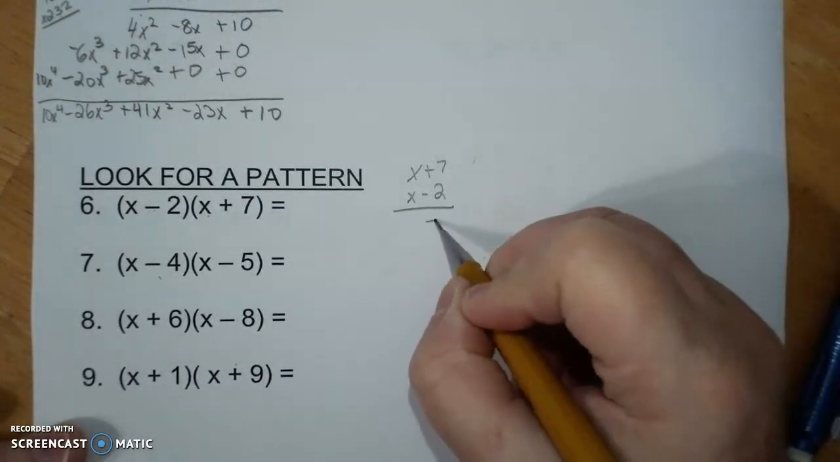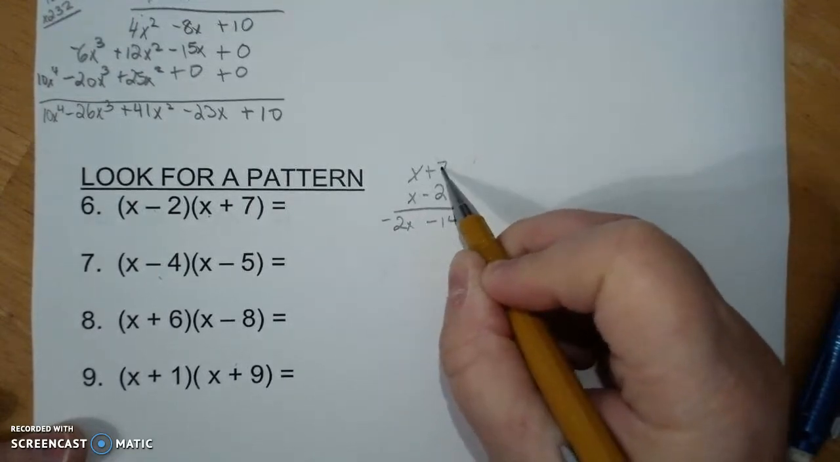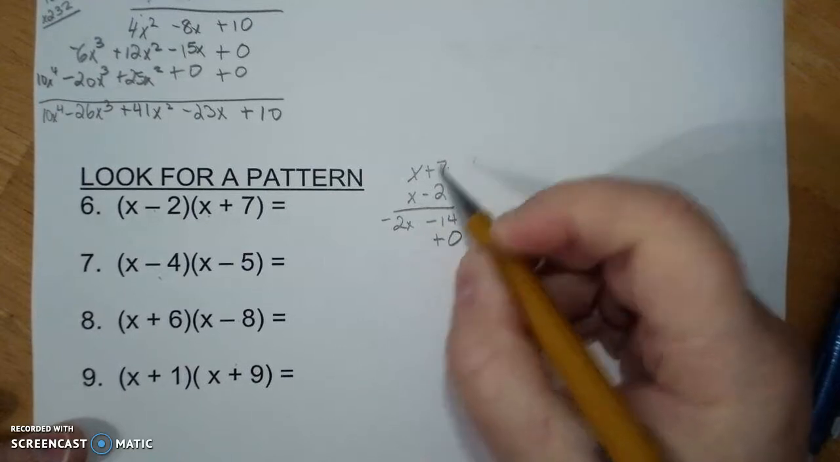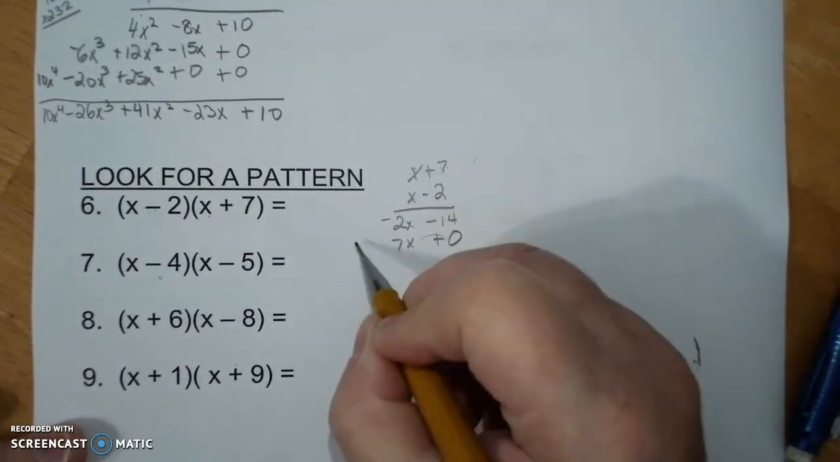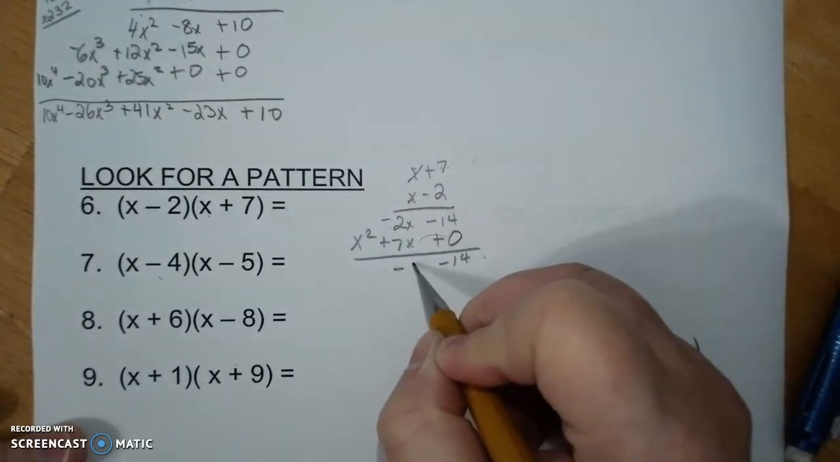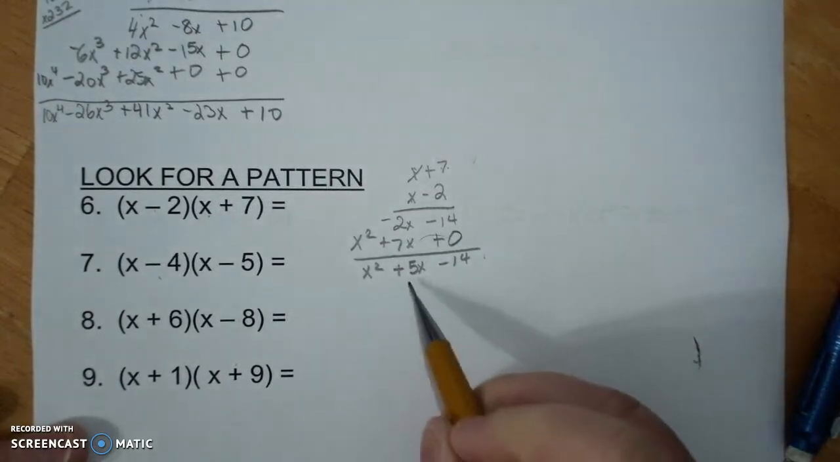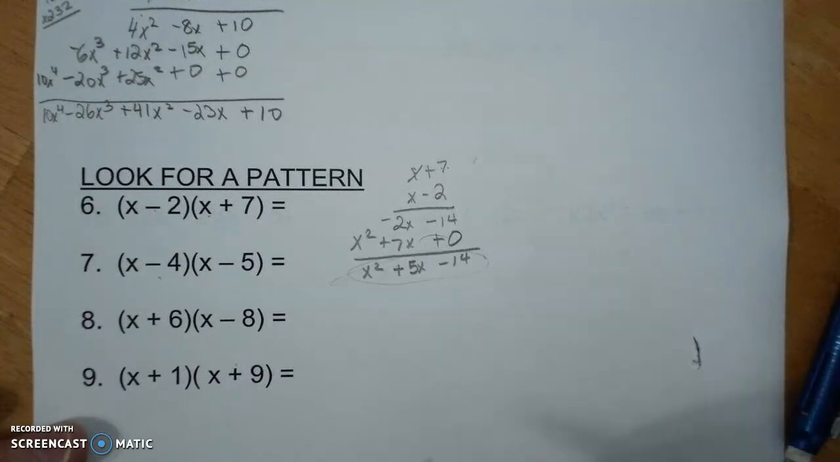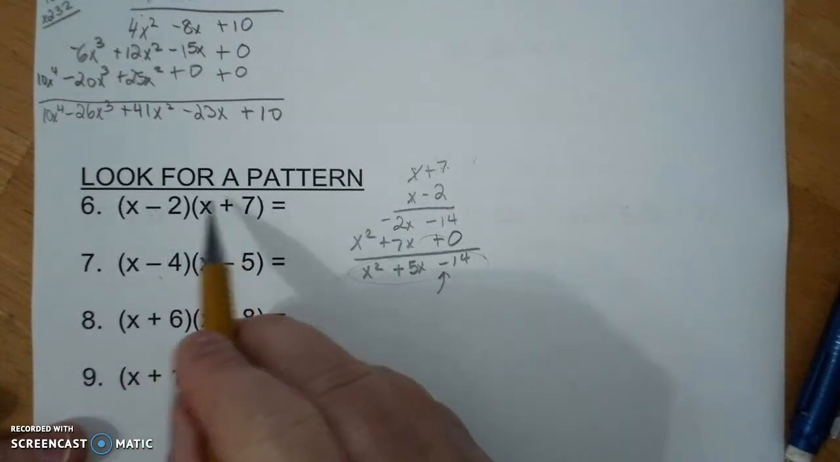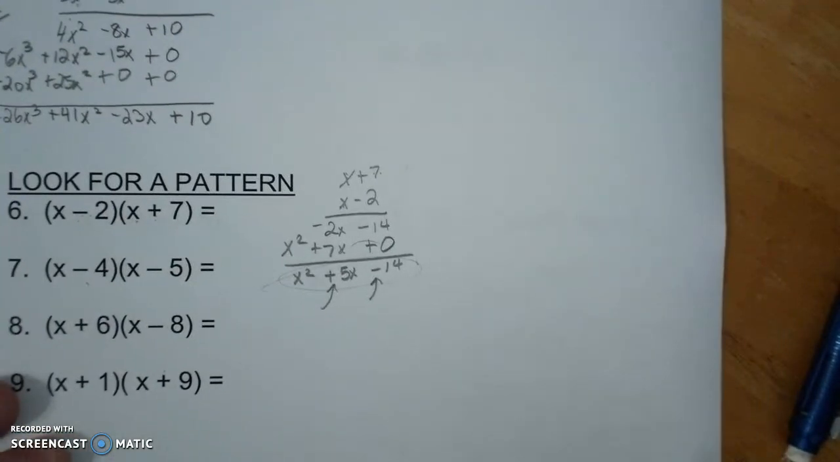Negative 2 times positive 7, negative 14. Negative 2 times x is negative 2x. X times placeholder 0. X times 7, 7x. X times x, x squared. Minus 14, positive 5x, x squared. When you have this, this tells me the signs are different, and the sign of the bigger is positive. So that's for when we factor.